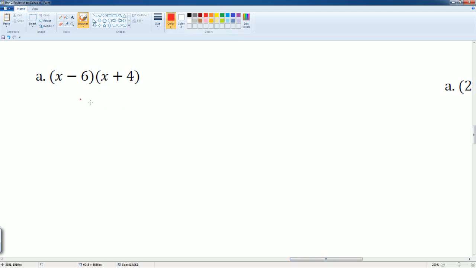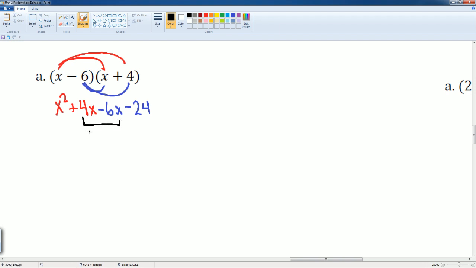Let's distribute once again. X times x gets you an x squared. X times 4 gets you 4x. Negative 6 times x gets you negative 6x. Negative 6 times 4 gets you negative 24. Are there any like terms? Yes. The 4x and the negative 6x. This gets you negative 2x. So 4x minus 6x gets you negative 2x. Good. Bring everything else down. You get an x squared minus 2x minus 24.